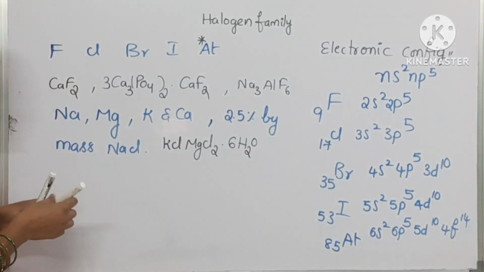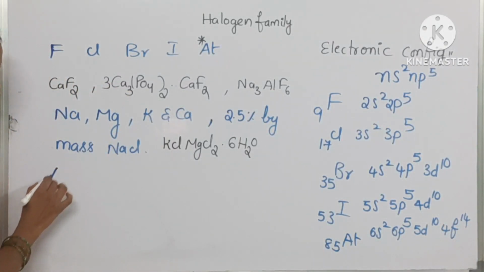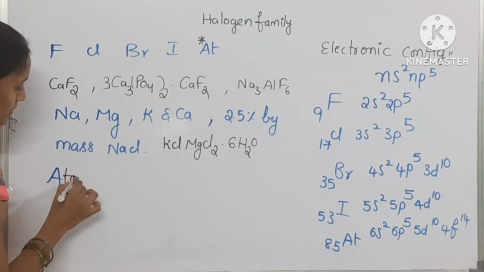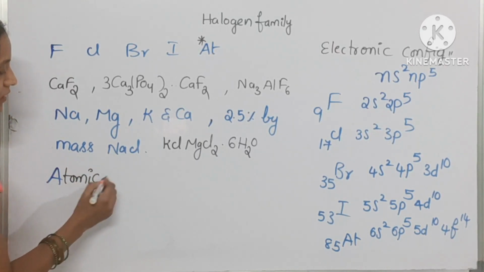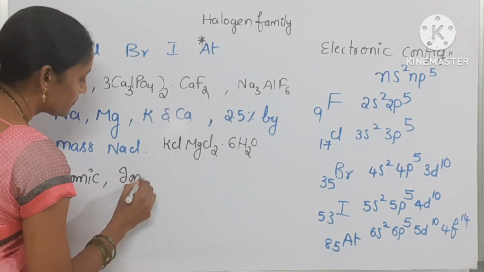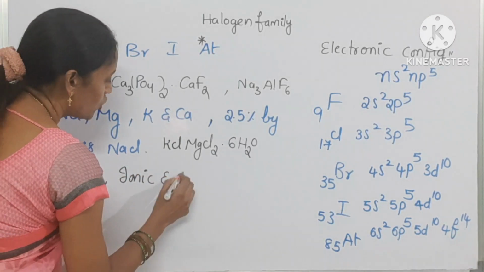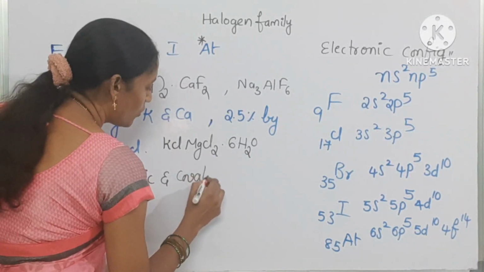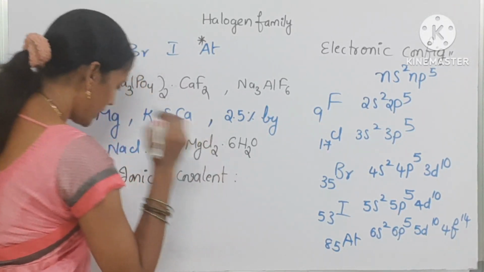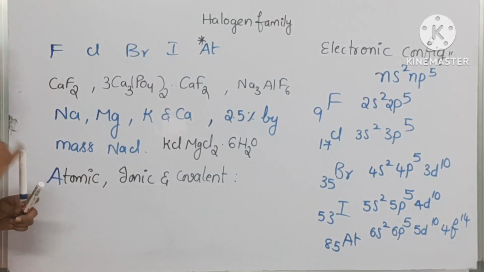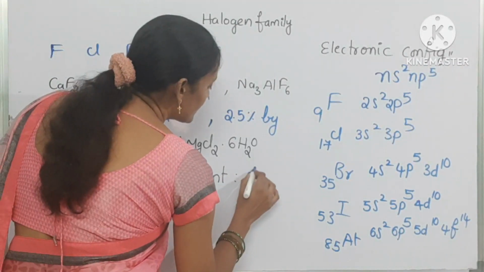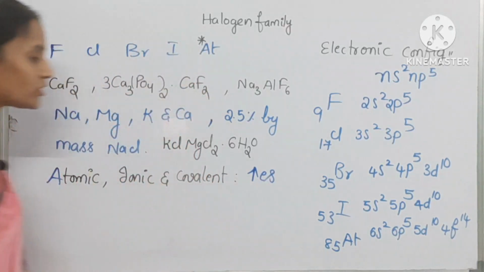Second one is atomic radius. Atomic, ionic and covalent radius, these three I want to tell you together only. Atomic, ionic and covalent radius increases down the group.